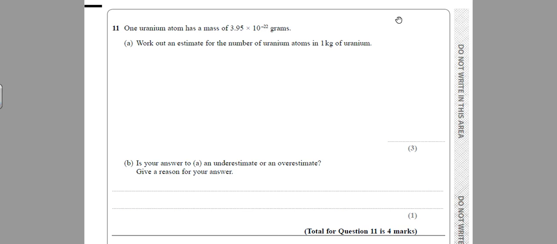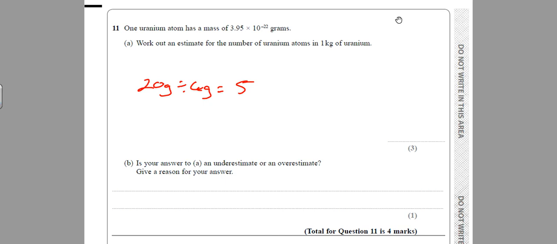So one uranium atom has a mass of 4 grams. Work out an estimate for the number of uranium atoms in 20 grams of uranium. So one uranium atom has 4 grams. Work out the number of atoms in 20 grams. Okay, so if we've got 20 grams and each weighs 4 grams, it needs to be 20 grams divided by 4 grams. So that goes in there 5 times.